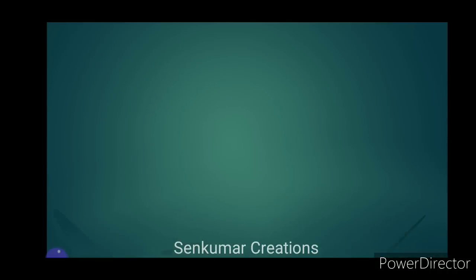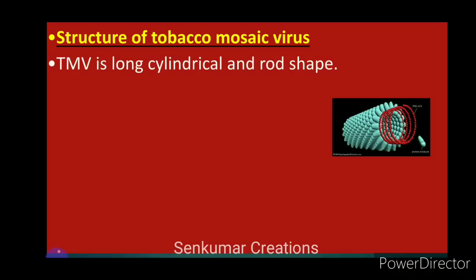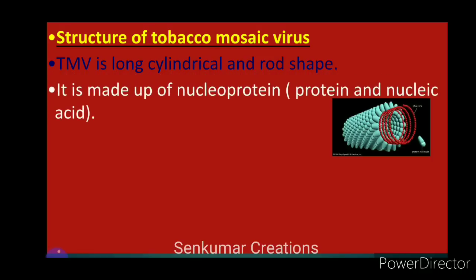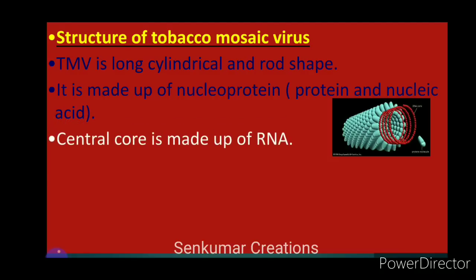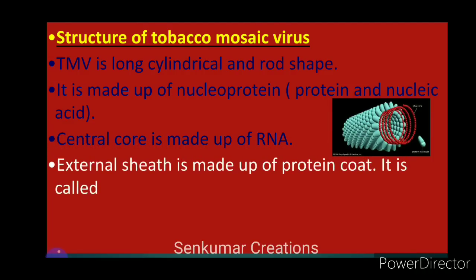Tobacco mosaic virus. Structure of tobacco mosaic virus. TMV, the tobacco mosaic virus, is long, cylindrical and rod shaped. You can see the picture, and it is made up of nucleoprotein, protein and nucleic acid, so called nucleoprotein. The central core is made up of RNA, and the external sheath is made up of a protein coat.